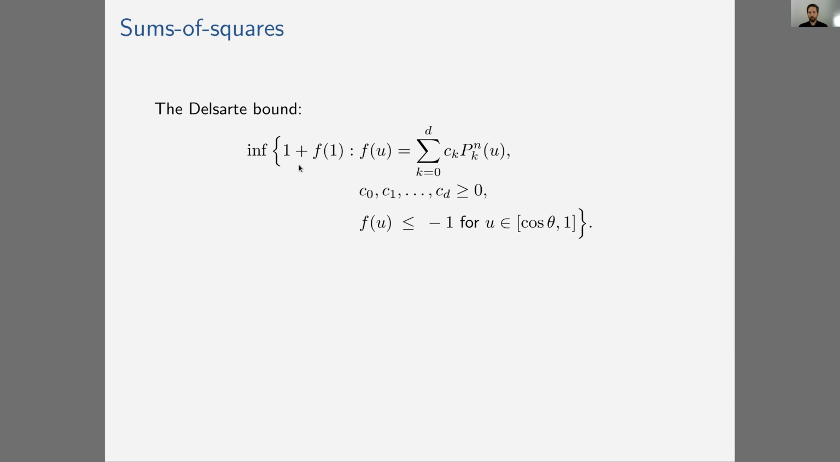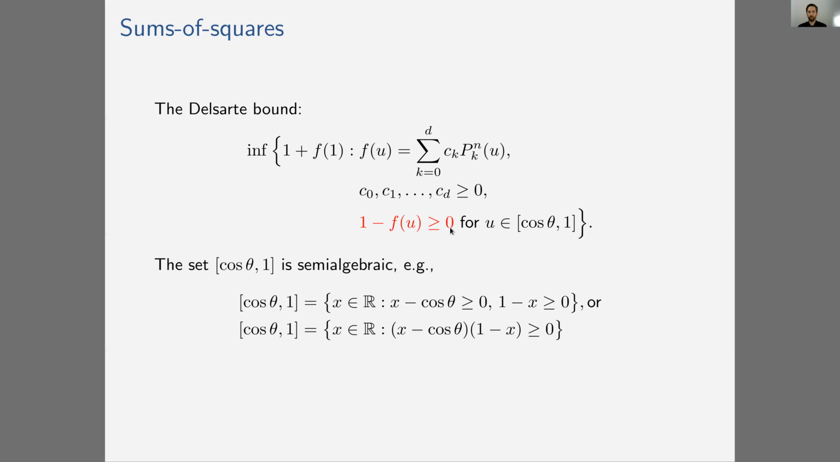So we have an objective, we have a definition of this function in terms of Gegenbauer polynomials. We have these non-negative coefficients that we optimize over. And we have this polynomial inequality constraint. So it's already here. If you take this and rewrite it to say 1 minus f is non-negative on this interval, then we can now use the truncated quadratic module, right?